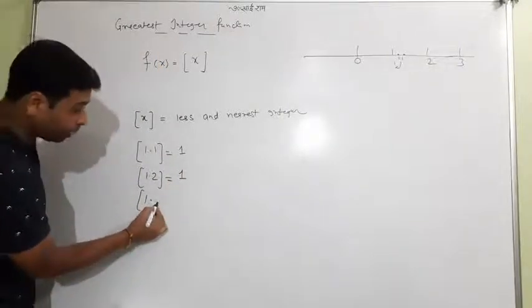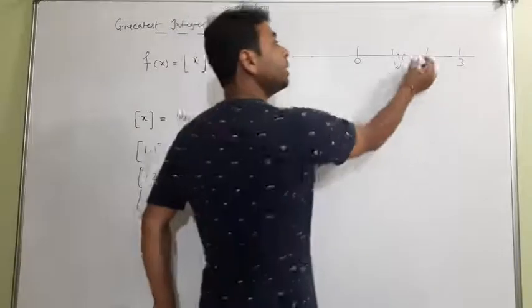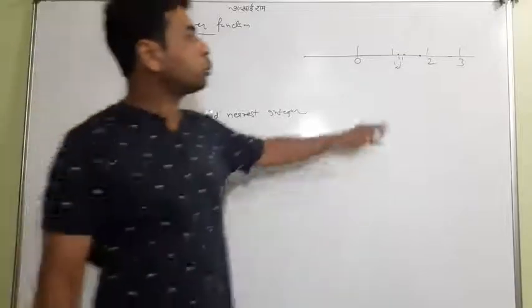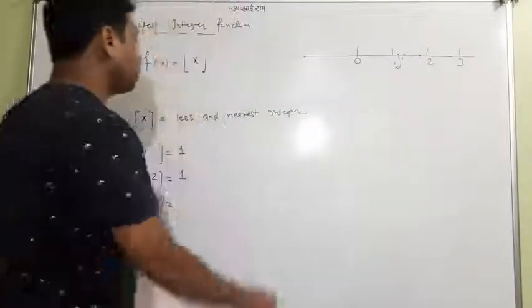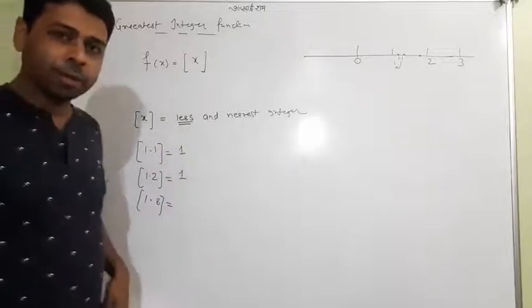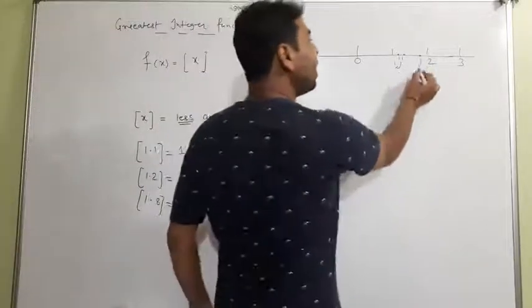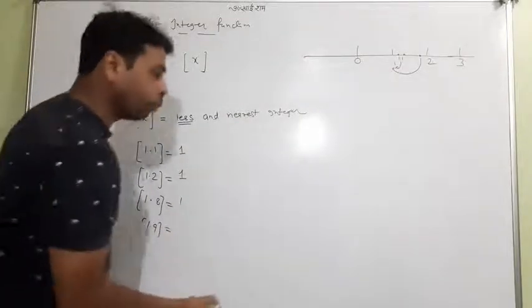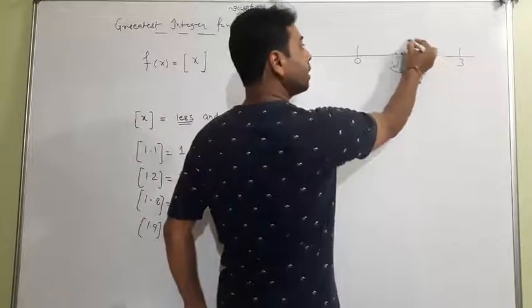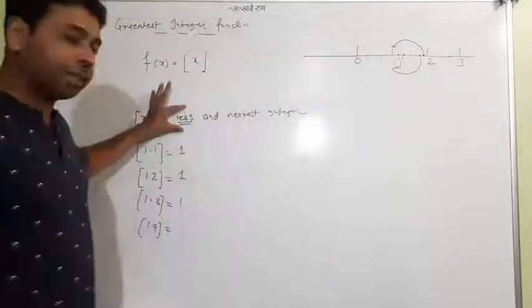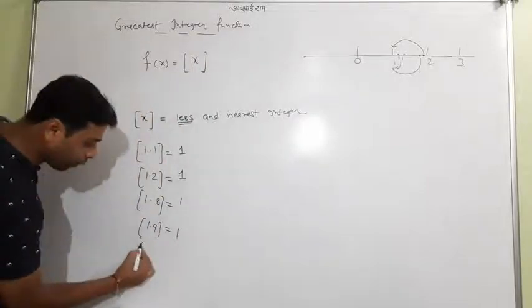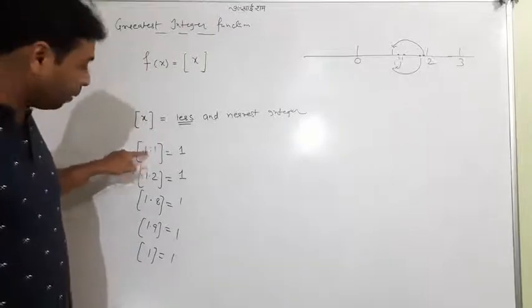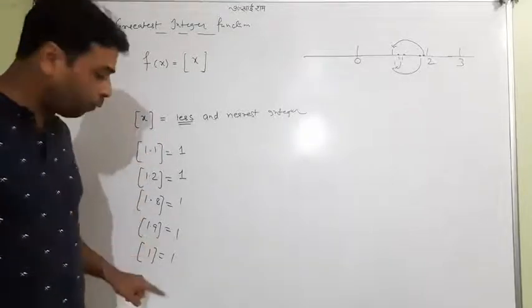If I ask you 1.8, so 1.8 is here. When the operation is applied on 1.8, sometimes students say 2, but it is not 2. It is specially written less and nearest. So less is again 1. Even for 1.9, its answer is again 1 because it is specially written less. And for only 1, it is itself 1. So for all values 1.1, 1.2, 1.8, 1.3, 1.4, it is 1.